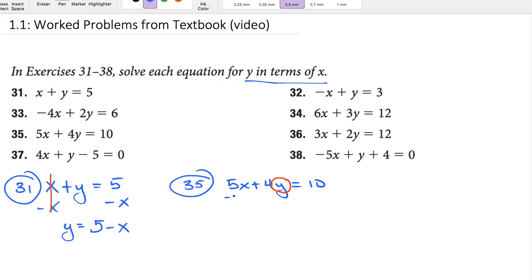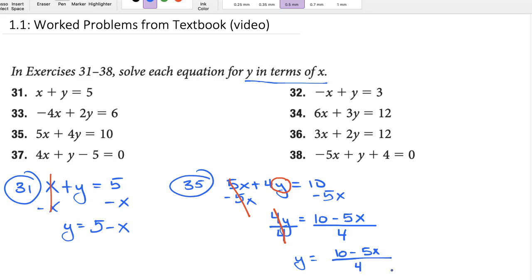So we're going to subtract the 5x from both sides like that, and the 5x is going to subtract out, and we're left with 4y equals 10 minus 5x. Now we still have a 4 multiplied with the y. Because it's multiplied, we need to divide, which is the inverse of multiplication. So we have to divide both sides. The 4 divides out, and you're left with y equals this part right here. You could simplify the 10 over 4, but I'm going to leave it like this. There's a couple different ways to write this.